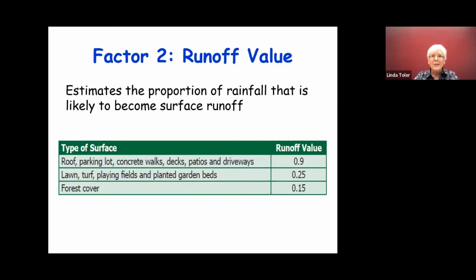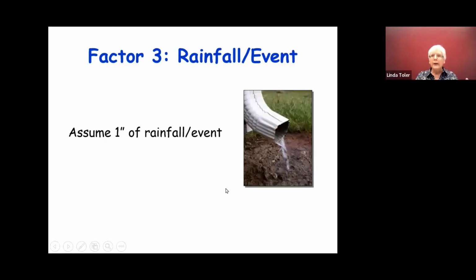For impervious surfaces like roofs and walkways, almost all of that water is going to make its way into the rain garden. And so the runoff value that you multiply your surface area by is 0.9. Now for lawns and gardens, a lot more of the water is going to soak into the ground before it reaches your rain garden. Actually, only about 25% of the runoff will reach the rain garden. So if you're calculating the square footage of a lawn area, you just multiply that by 0.25. So we have our area for our runoff.